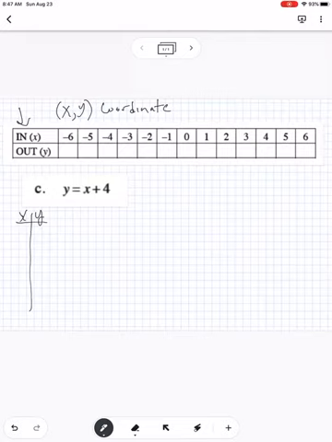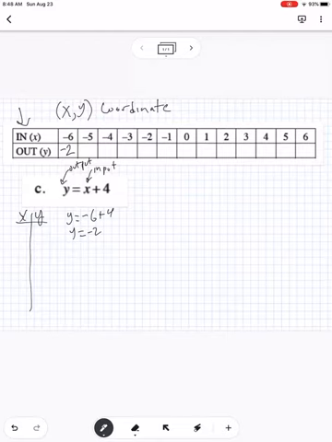So here's our function, y equals x plus 4. The input is the x value, and the output is what we get when we simplify that. So we just go in order. So putting in -6, we substitute: y equals -6 plus 4. So y equals -2. So that goes right there. And we just keep going. y equals -5 plus 4.